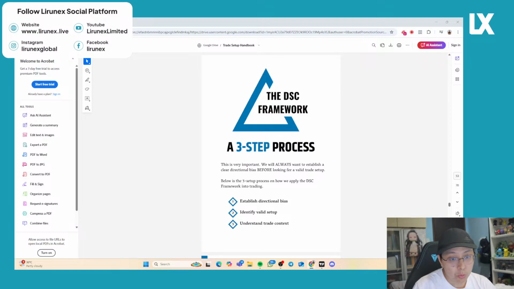Okay. So what you see on the screen right now is what we call the DSC framework, and essentially that's the approach that I use to trade the market, right? The DSC framework is a three-step process. Very quickly covering this, the first step is about establishing your directional bias, right? That's the D element in it.